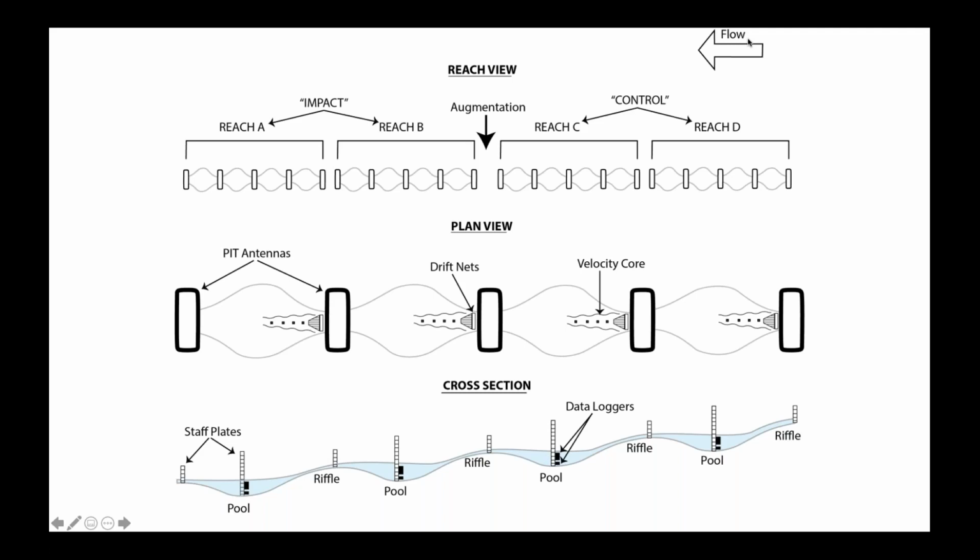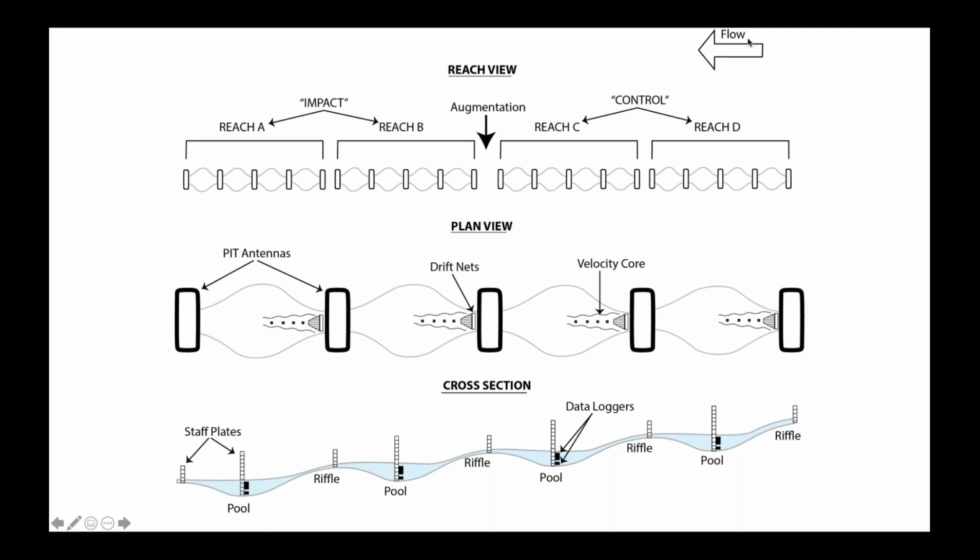So we had 2 control reaches upstream and 2 control reaches downstream, and each of our reaches consisted of 4 riffle pool units. So that was our unit of replication above and below. The riffle pool units were bounded by PIT tag antennas. These are passive integrated transponder antennas. And what those do is they detect any fish that moves from one pool to the next that has a PIT tag implanted in it. So we can look at the movement of fish between pools.